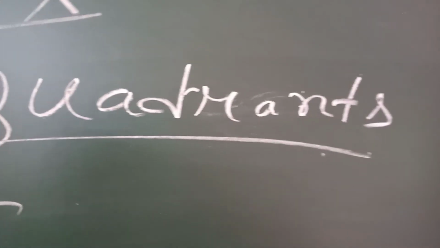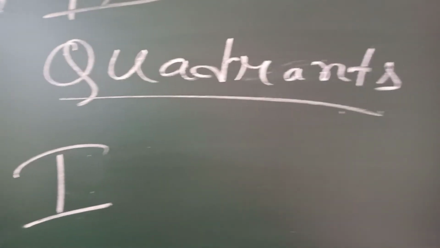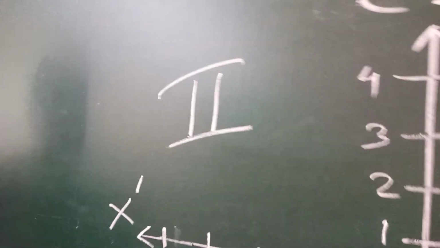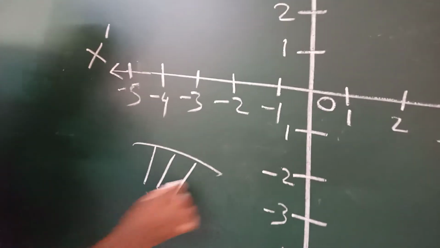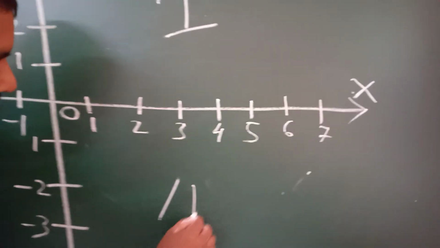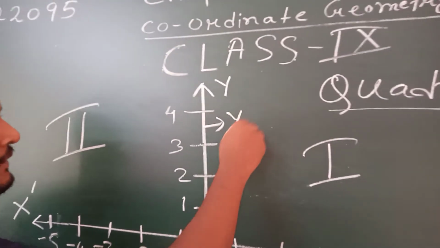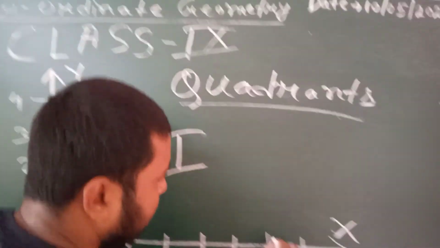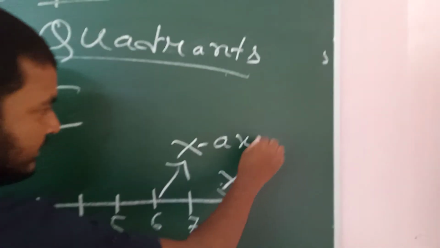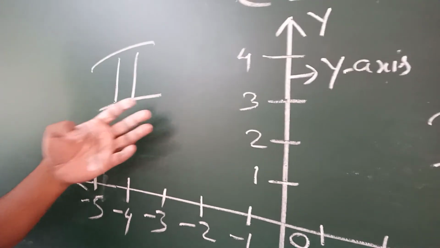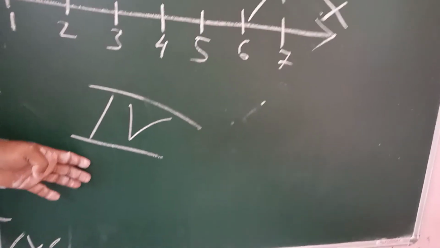So this is the first quadrant. This is called the second quadrant. This is the third quadrant. And this is the fourth quadrant. So always remember that the coordinate axes, that means the y-axis and the x-axis, divide any plane into 4 different quadrants: first quadrant, second quadrant, third quadrant and fourth quadrant.